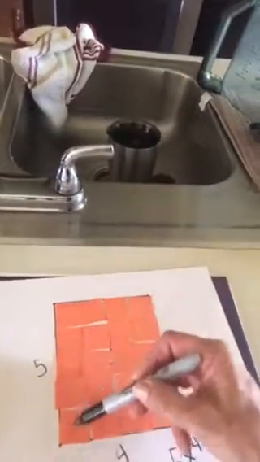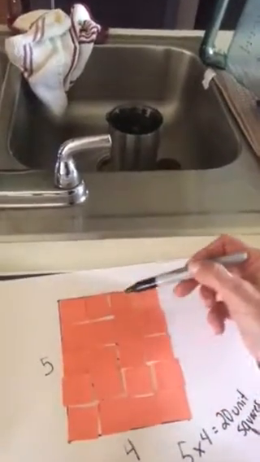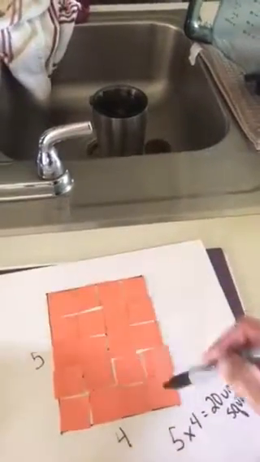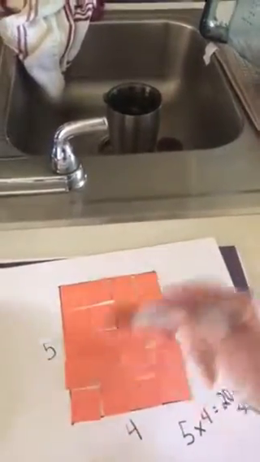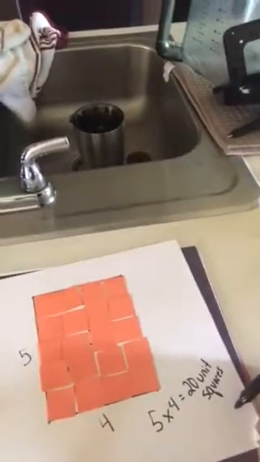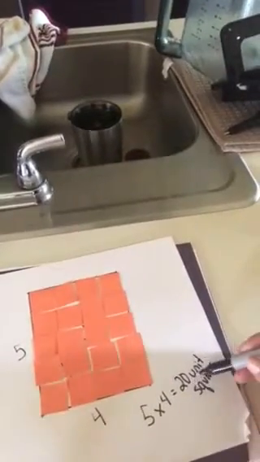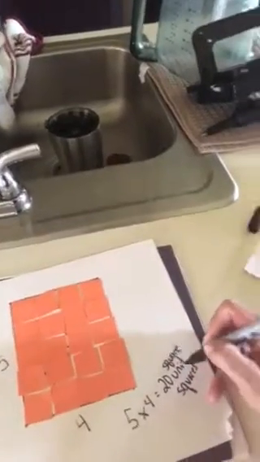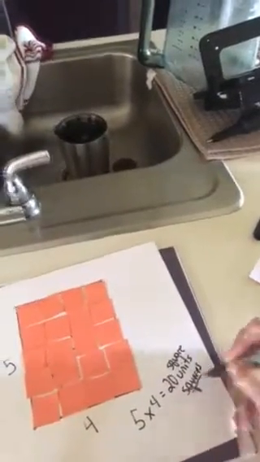Well, yes, we just count them. 1, 2, 3, 4, 5, 6, 7, 8, 9, 10, 11, 12, 13, 14, 15, 16, 17, 18, 19, 20. 5, 10, 15, 20. So this rectangle has an area of 20 square units. We'll put that there. 20 square units. And that's how we find the area of a quadrilateral.